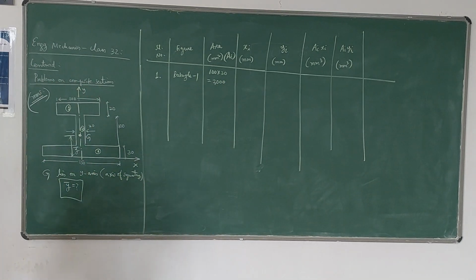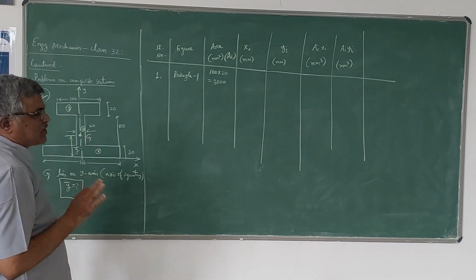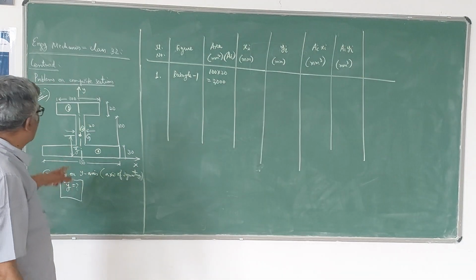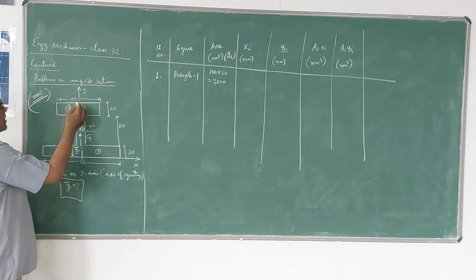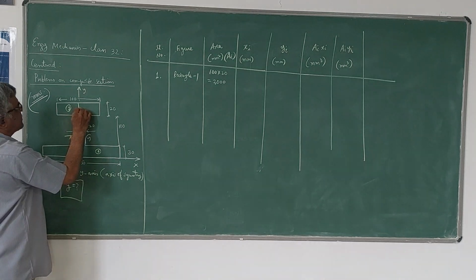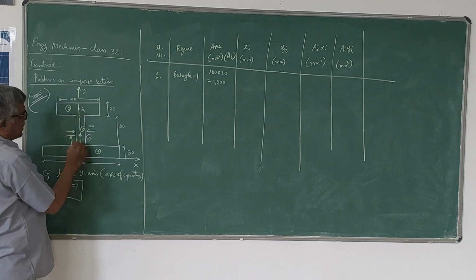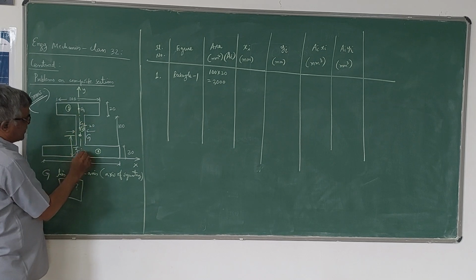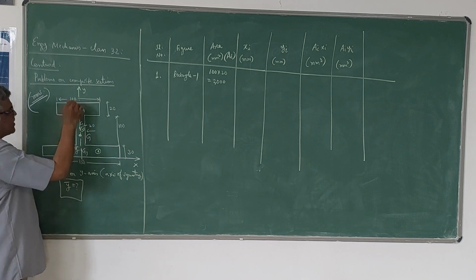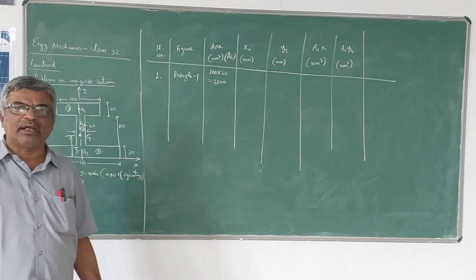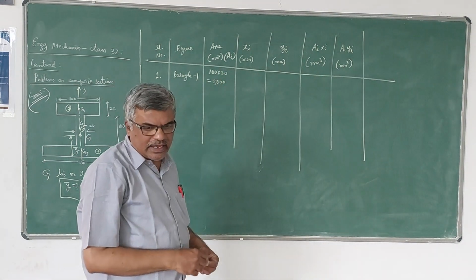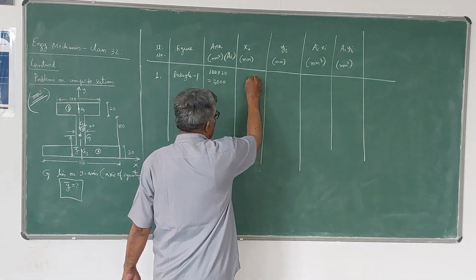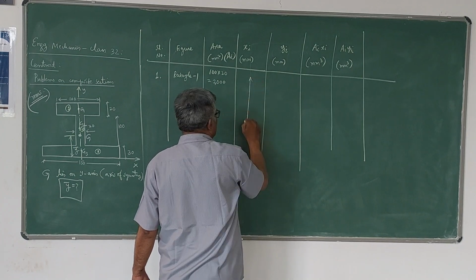Now you should be careful. Xi is the distance of the centroid of the first rectangle from the y-axis. But actually, since it lies on y-axis itself, I will take this as G1, the centroid of this as G2, and the centroid of this as G3. So you can see that since all the rectangles are symmetrical about the y-axis, you don't have any value for xi here. So this xi you need not write down because it is 0 here.